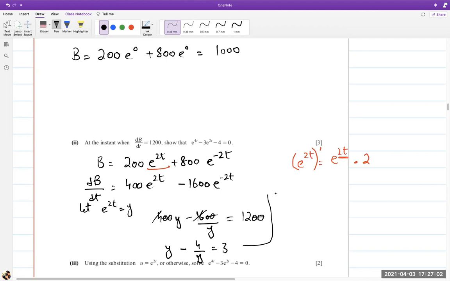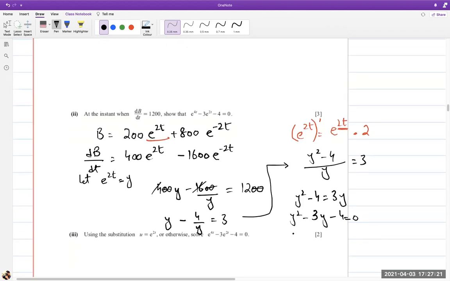And now this is looking like something that we can work with. So this becomes y squared minus 4 is equal to 3y. Y squared minus 3y minus 4 is equal to 0. And we know what y is. Y is e power 2t, right? So this becomes e power 4t minus 3 e power 2t minus 4 is equal to 0. And that's what we were looking for.